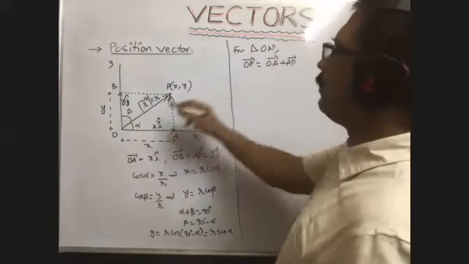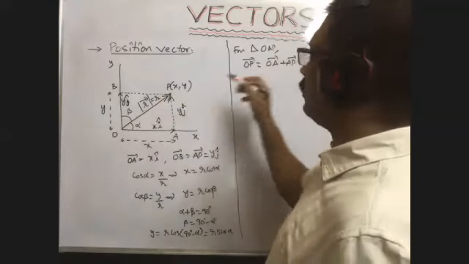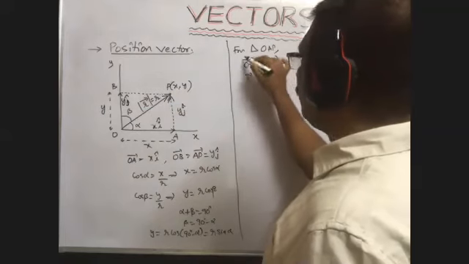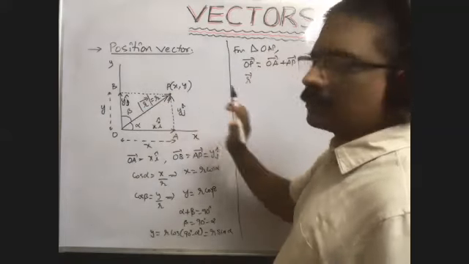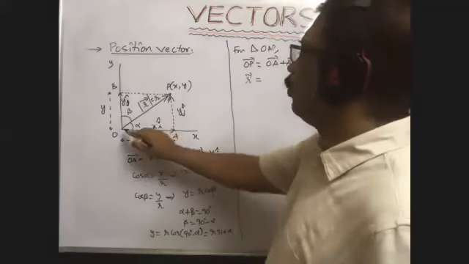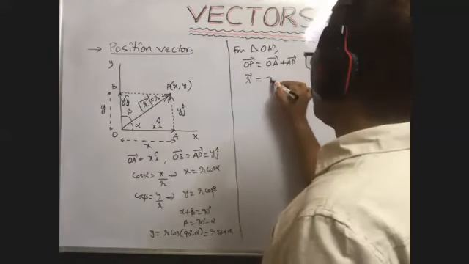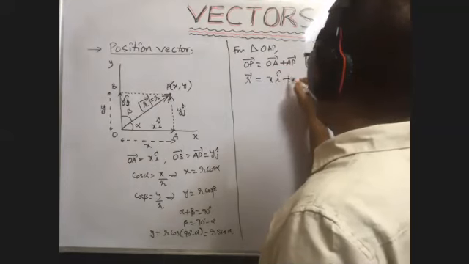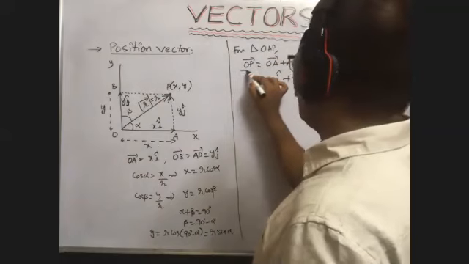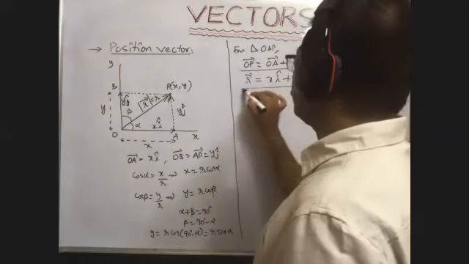Now OP bar is equal to R bar, no? As it is in vector form, we have to write in vector form only. If it is the modulus of OP bar, then we have to write R. So OP bar is equal to R bar, which is equal to OA bar, and OA bar is equal to xi cap, plus AP bar, meaning yj cap. So this is the position vector in a plane.